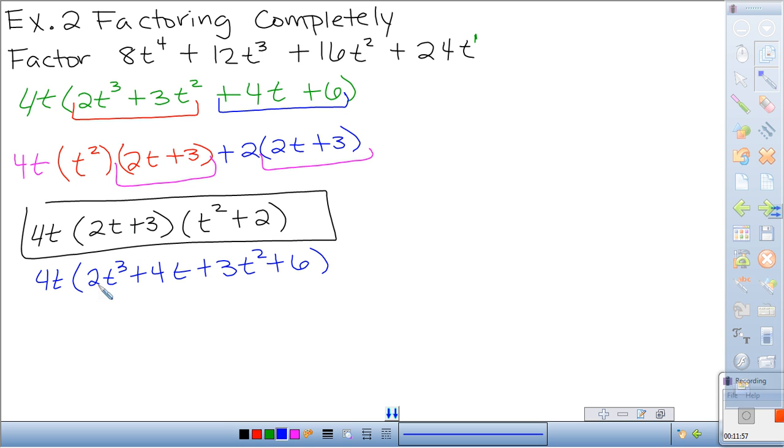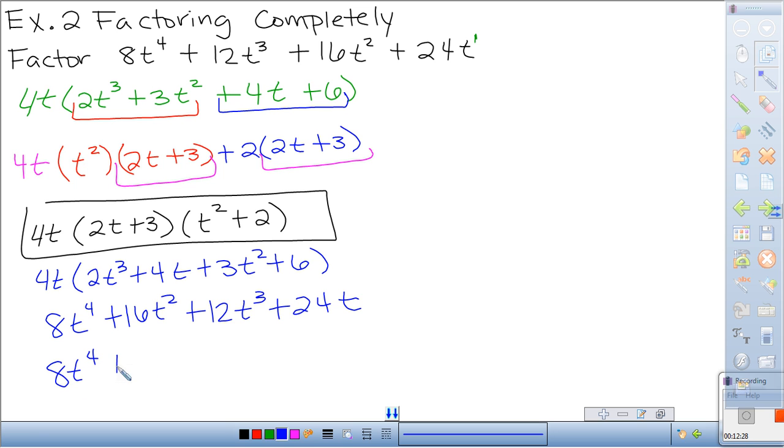4t times 2t cubed is, let's see, 8t to the fourth. 4t times 4t plus 16t squared. 4t times 3t squared plus 12t cubed. And finally 4t times 6 plus 24t. And all we need to do is rearrange them in standard form. 4t to the fourth plus 12t cubed plus 16t squared plus 24t, and you see you do in fact end up with what you started with.